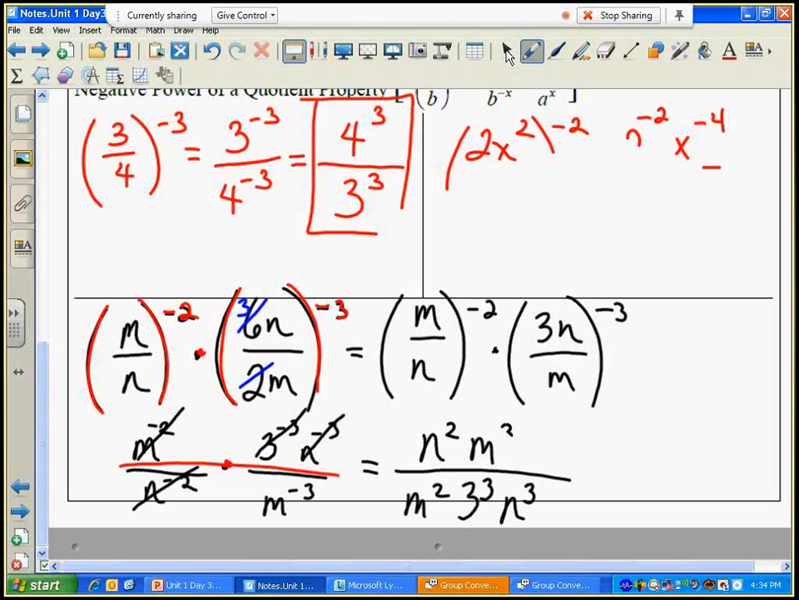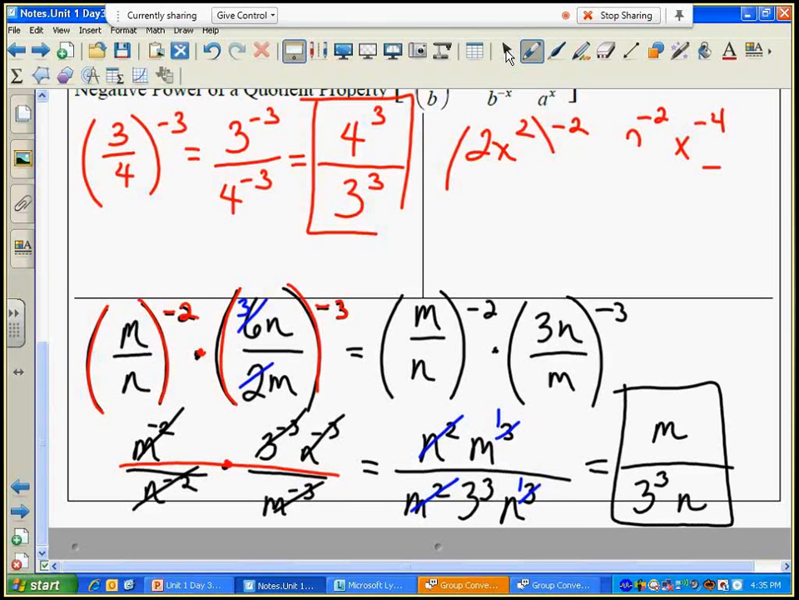Now before I box it up and say I'm done, I got to look at one last time here at my quotient of powers property and see what of these things can begin to cancel out. Well, the n squared and the n to the third cancel out, give me n to the 1. The m squared and the m to the third cancel out, give me m to the 1. And then, of course, the 3 has nothing to cancel out with. So what I end up with is m to the first on top, 3 to the third on the bottom, times n. That expression is now simplified. That's absolutely as hard as it's going to get.